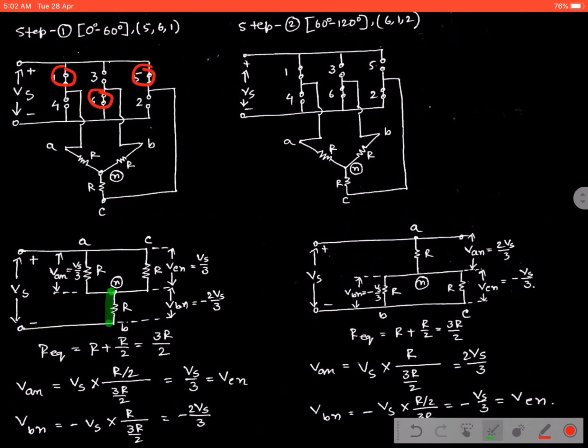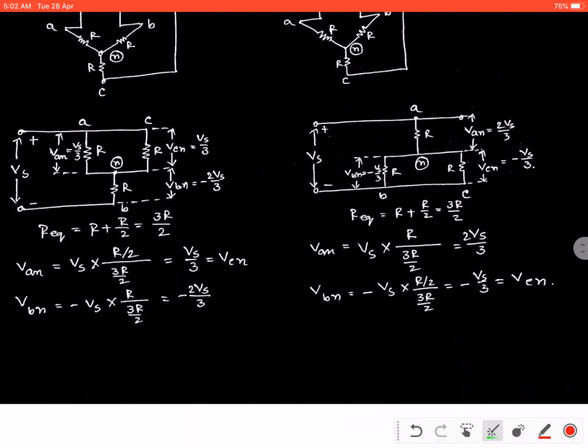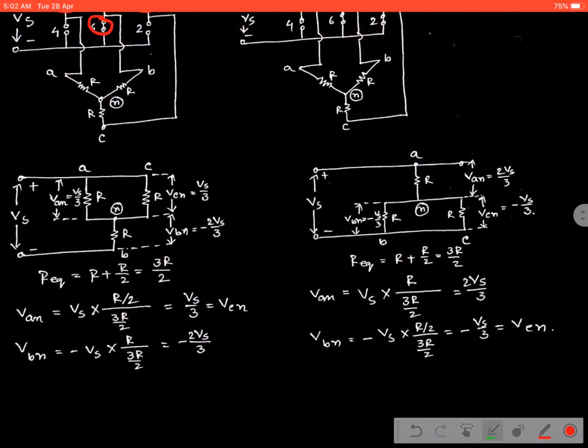That means this is the equivalent circuit diagram from the above one. Okay, now see what happens when the switches remain on. For the equivalent circuit diagram, these two resistors are connected in parallel, so that will give you R by 2, and this resistance is connected in series with the parallel combination. The total equivalent resistance of the circuit will be R plus R by 2, or 3R by 2.